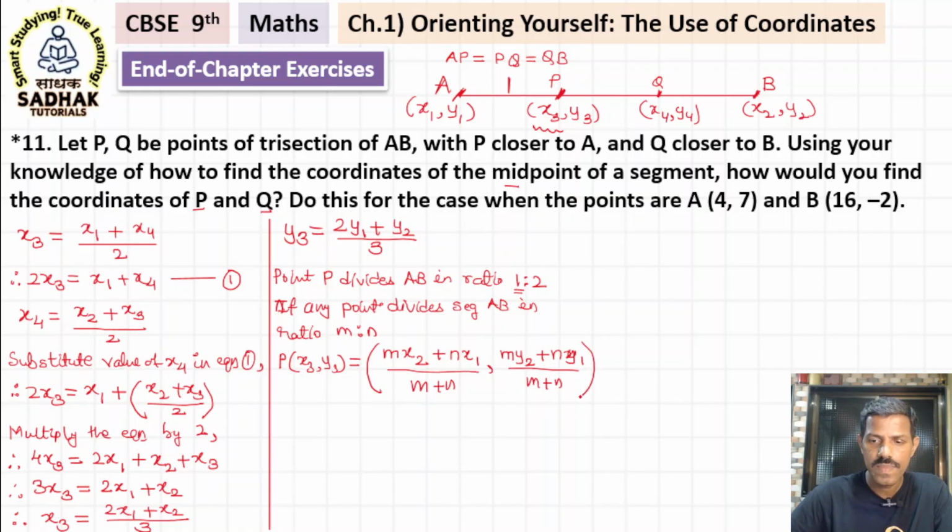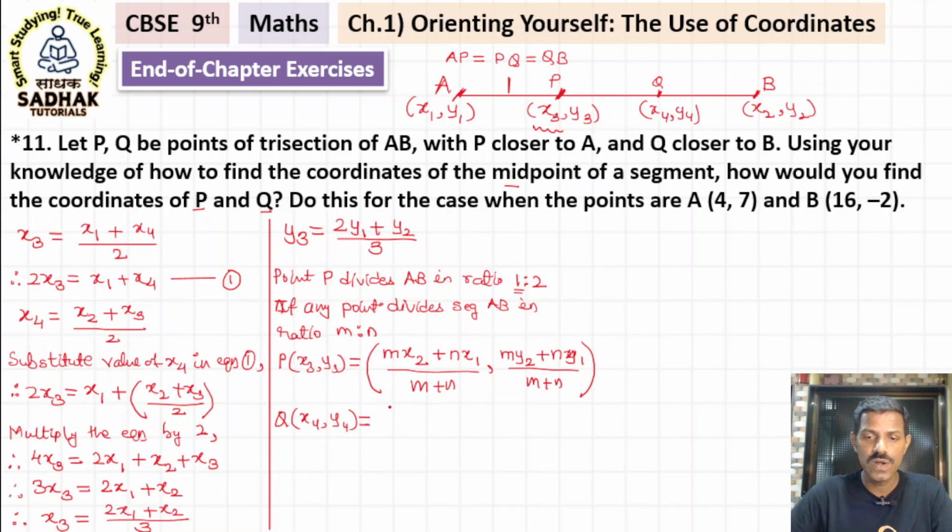Got this? Okay. We could also write it as nx1 plus mx2 upon m plus n. That is also okay, because in addition the order necessarily does not matter. But just because we are following alphabetical order, m should come before n, that is why we have done this. So can we write the formula for point Q in the same way, x4 y4 also?